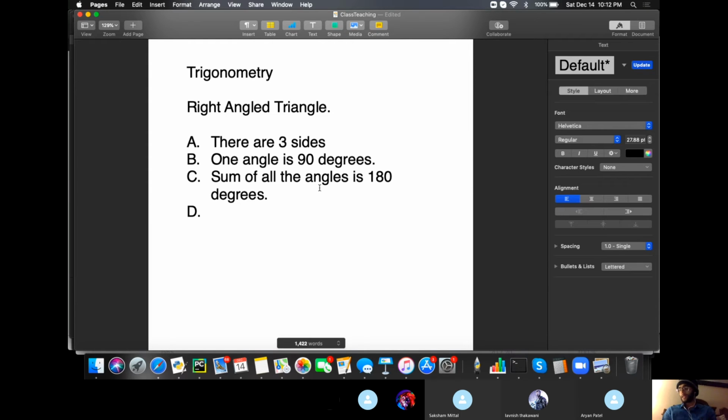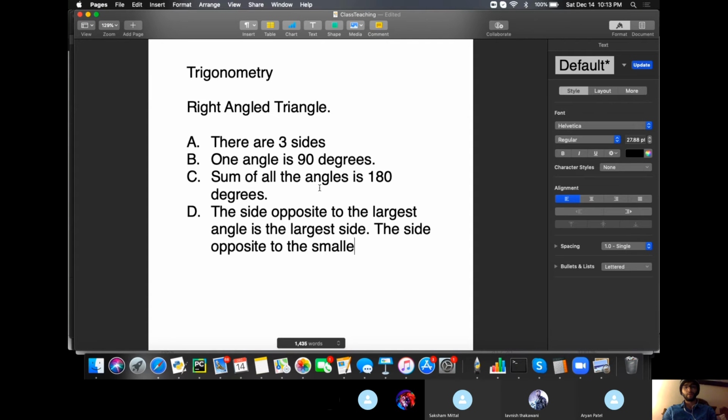Do you know of this property in a triangle that the side opposite to the largest angle is the largest side, and the side opposite to the smallest angle is the smallest side? Did you know of this property of triangles? Have you heard of this before? You can try to draw any shape, and you'll always notice that if the angle is small, the side opposite to that is also going to be small, and if the angle is large, the side opposite to that is also going to be large.